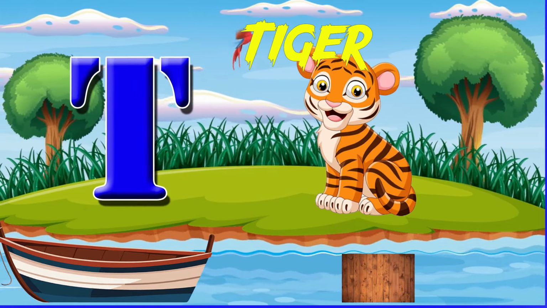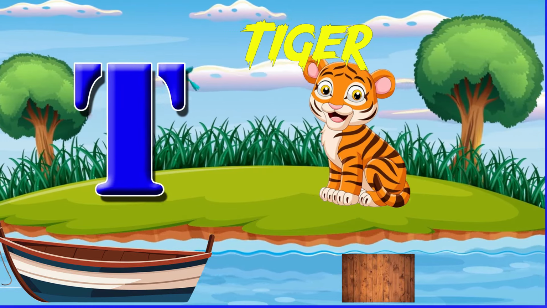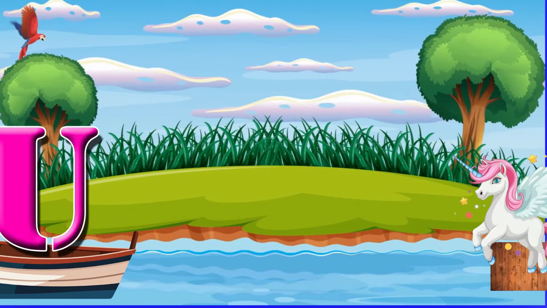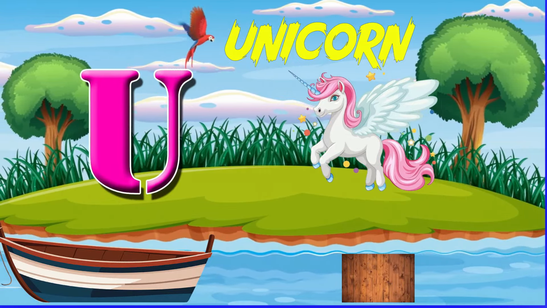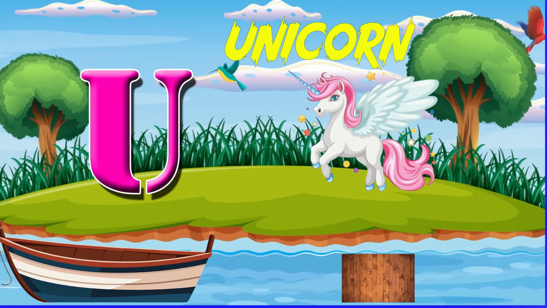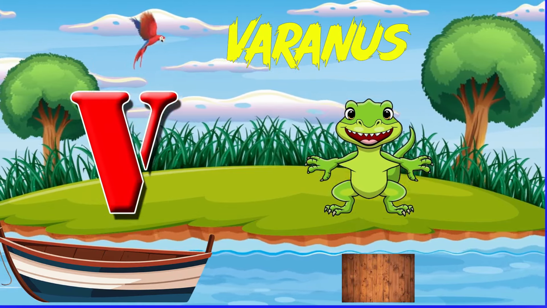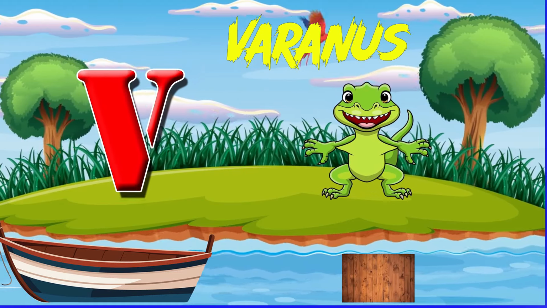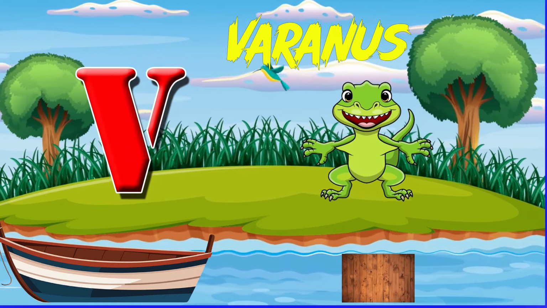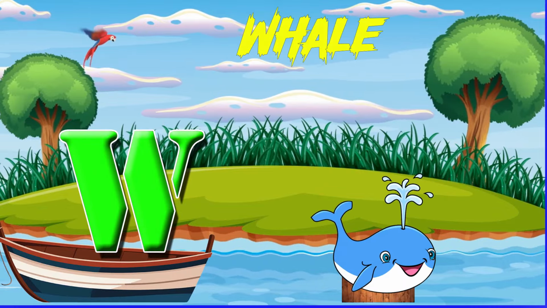T, t, tiger. T, t, tiger. T, tiger. U is for unicorn. U, u, unicorn. U, u, unicorn. U, unicorn. V is for varanus. V, v, varanus. V, v, v, varanus. V, varanus. W is for whale.